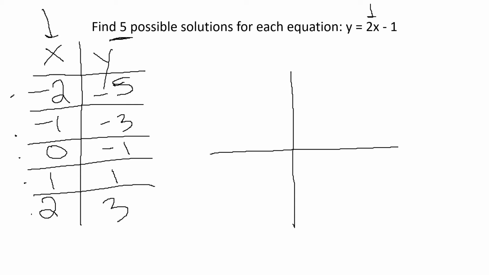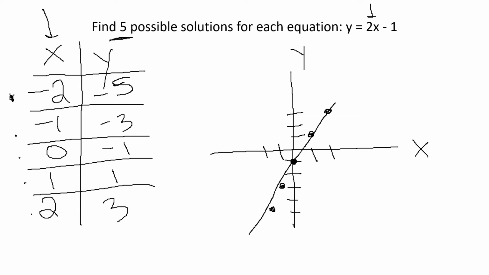Remember, we always go X, then Y. So my first point is -2, -5. So there's -2, -5. There's my first point. -1, -3 is my second point. 0, -1, 1, 1. And if you'll notice, I am forming a line.